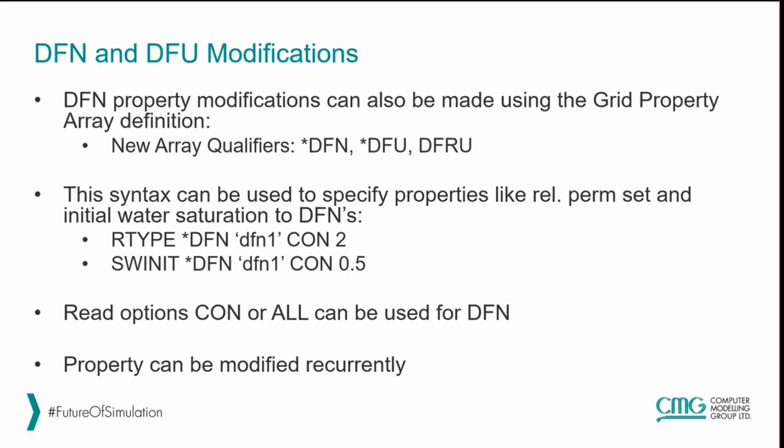The primary properties that we would associate with the fractures that we would import would be the permeability, aperture, and compressibility. However, if we wanted to modify other properties associated with the fractures, we can also do that. So for example, we can define different relative permeability sets per fracture or per fracture network. We may want to initialize the fractures with different properties. So there's a variety of different properties that we can associate with the fractures, and we can overwrite their properties.